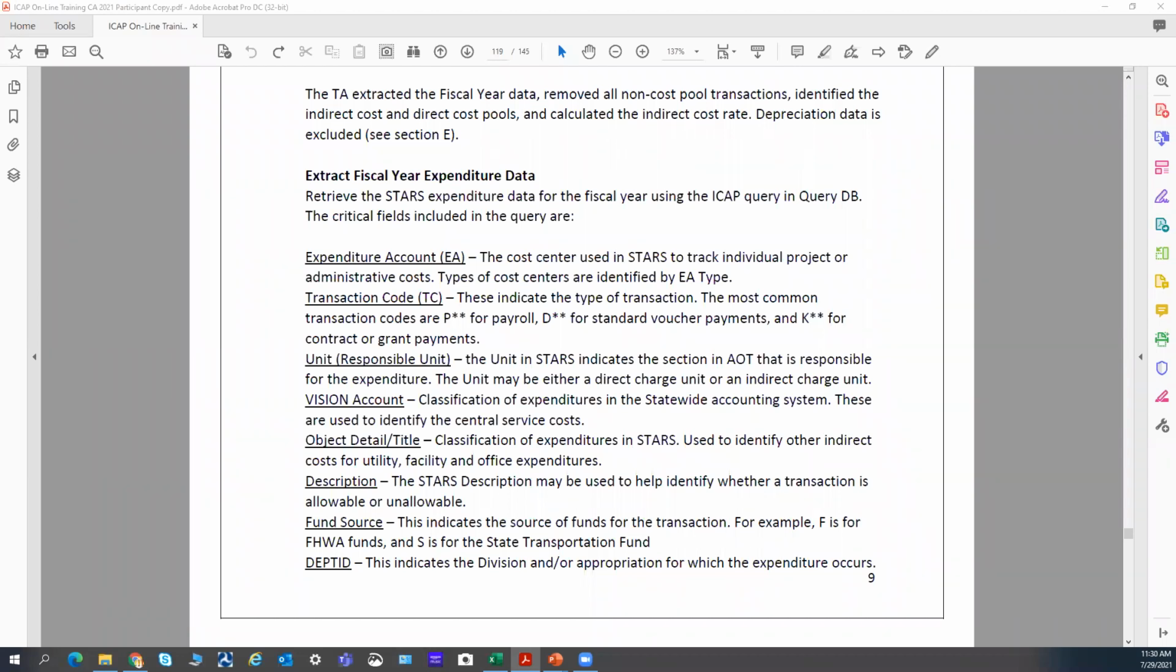The reason why we're using this example, and trust me, all the auditors are very well aware of this, is that all ICAPs are going to have a different shape. They're going to have a different flavor. They're going to have different components, different complexities. Their indirect cost pools are going to look different from one organization to the next.